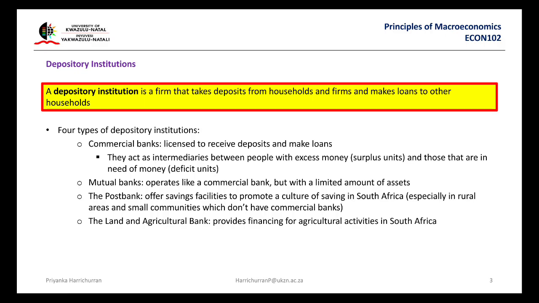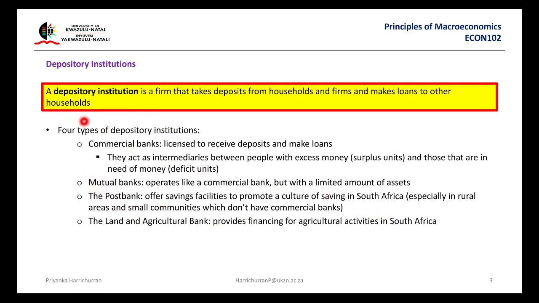So, a depository institution. When you think of depository institutions, always think about banks, right? Depository institutions are people or places that hold money. They act as your bank where you put your money, or they can give out loans. Basically, they store the money in the economy, right?